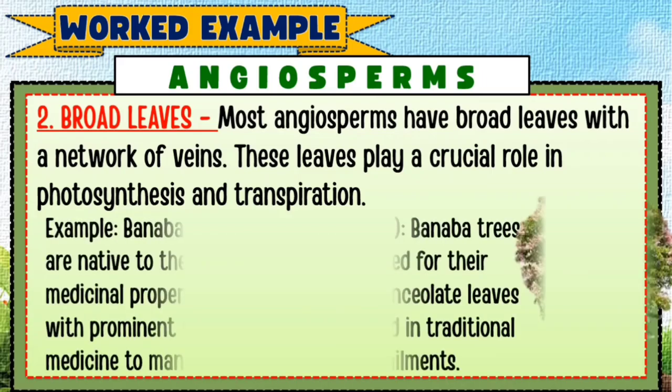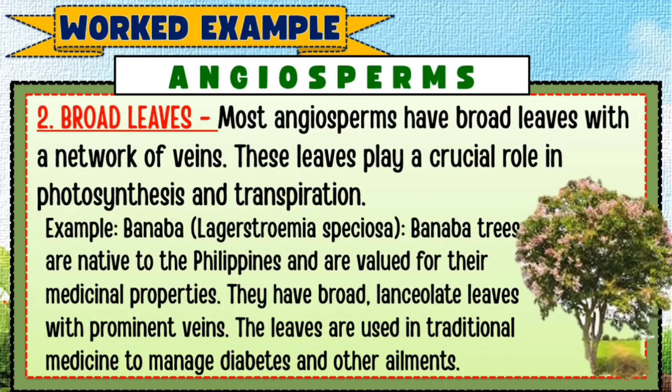Example, the banaba, or its scientific name, Lagerstroemia speciosa. Banaba trees are native to the Philippines and are valued for their medicinal properties. They have broad, lanceolate leaves with prominent veins. The leaves are used in traditional medicine to manage diabetes and other ailments.